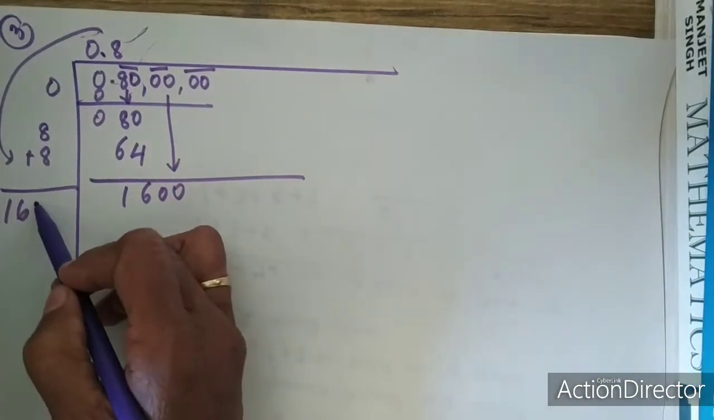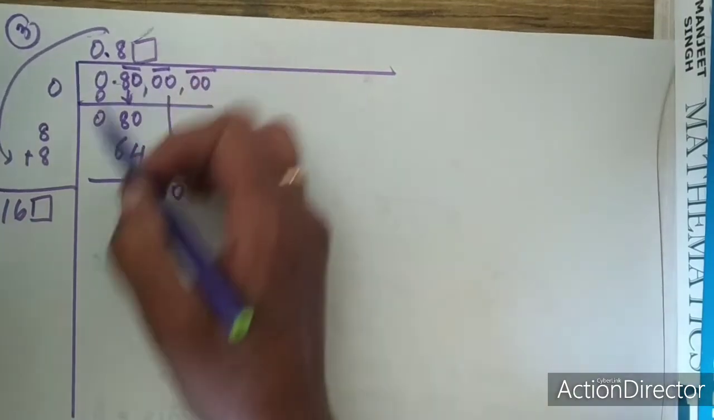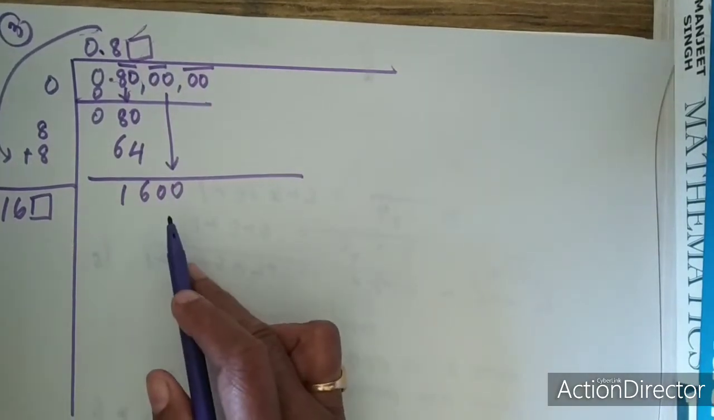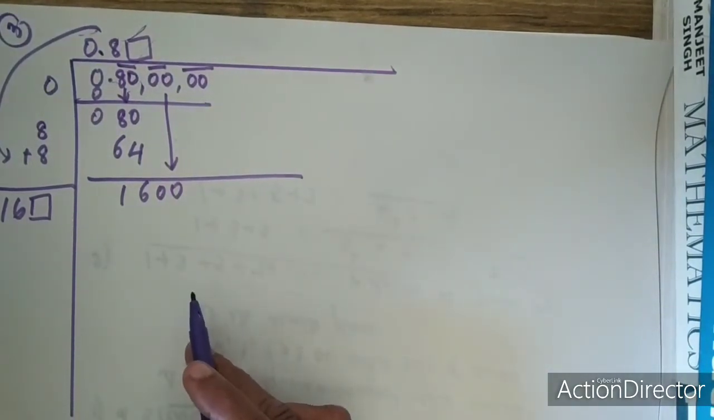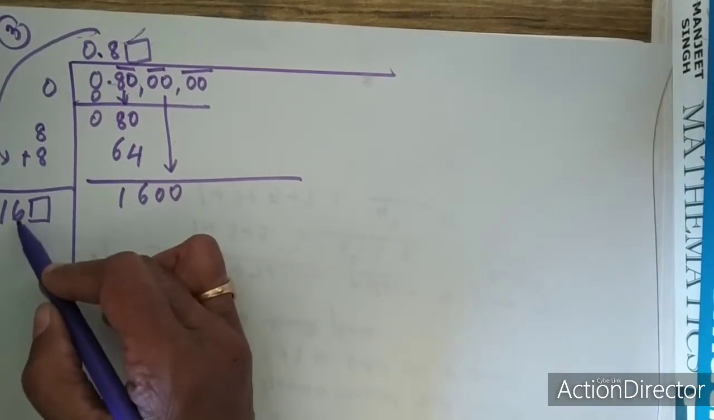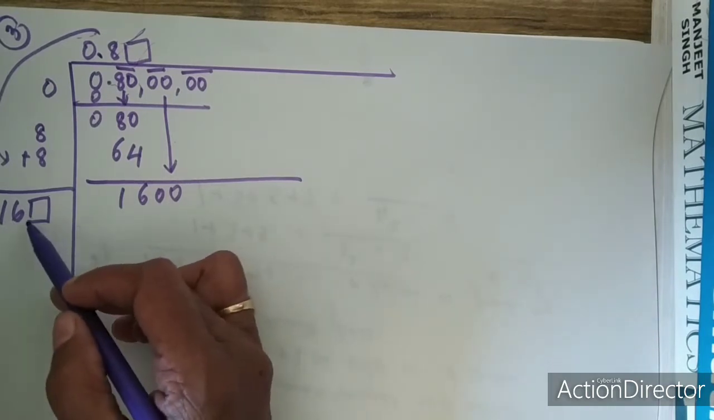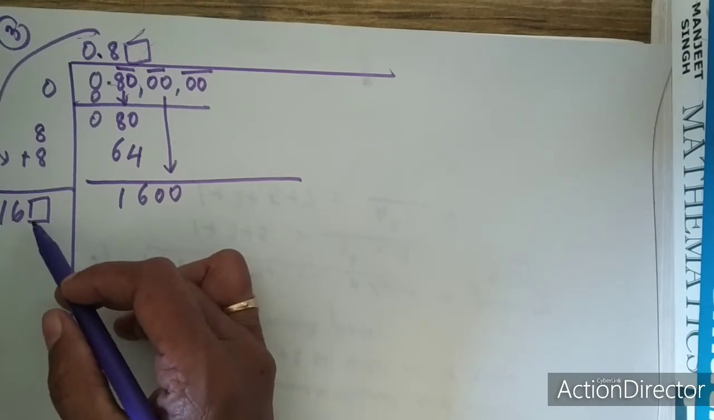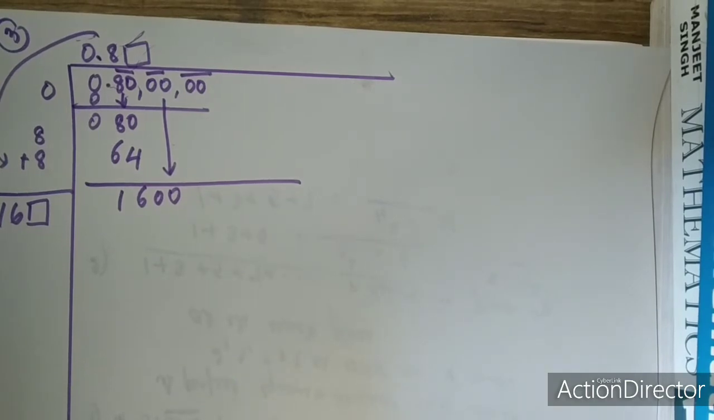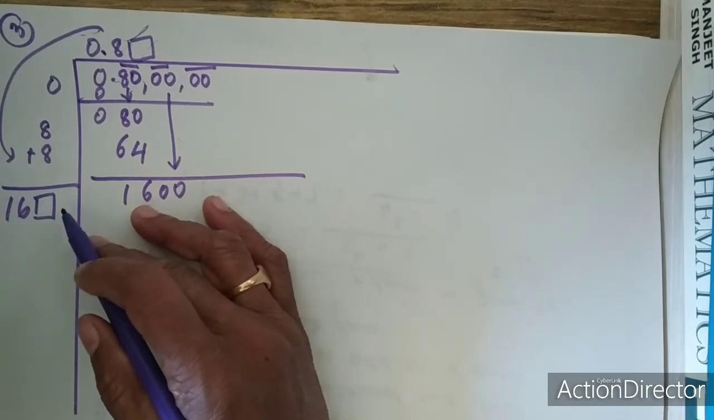Now again I am going to select one digit between 0 to 9 such that when I multiply this over the digit I selected, I will be getting a number less than 1600. So I will be trying with all the digits. So I can guess it now. If I take 10, the number will be 16. 16 into 10 is 160. But I should take a number less than 10, that is from 0 to 9.